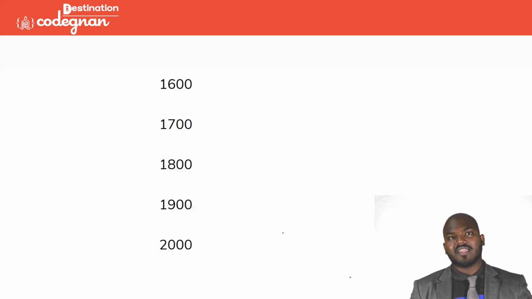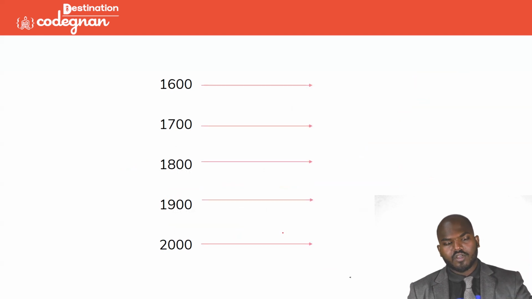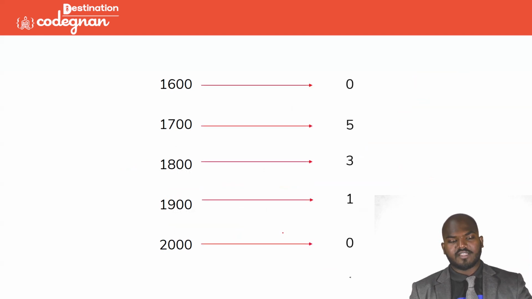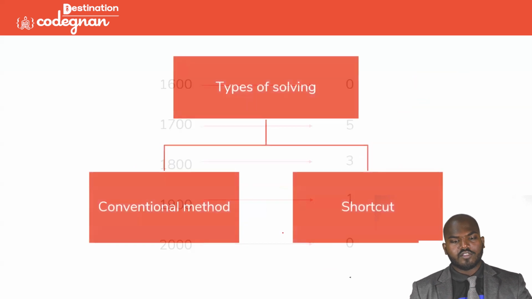So then 1600 is divisible by 400, right? We can simply say it is 0. 1700 means it will have 5 odd days. 1800 means you can call it 3 with respect to the 16, 16, 16. 2000 is also divisible by 400, so you can call it 0, 0. Okay.